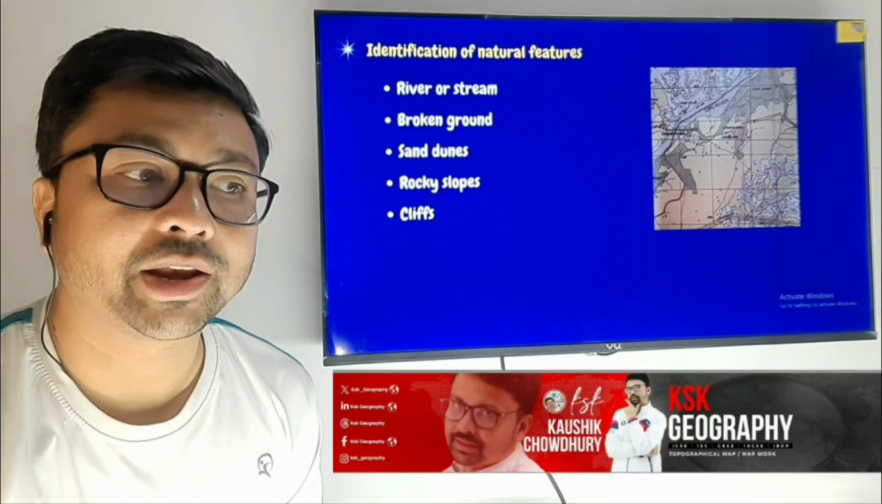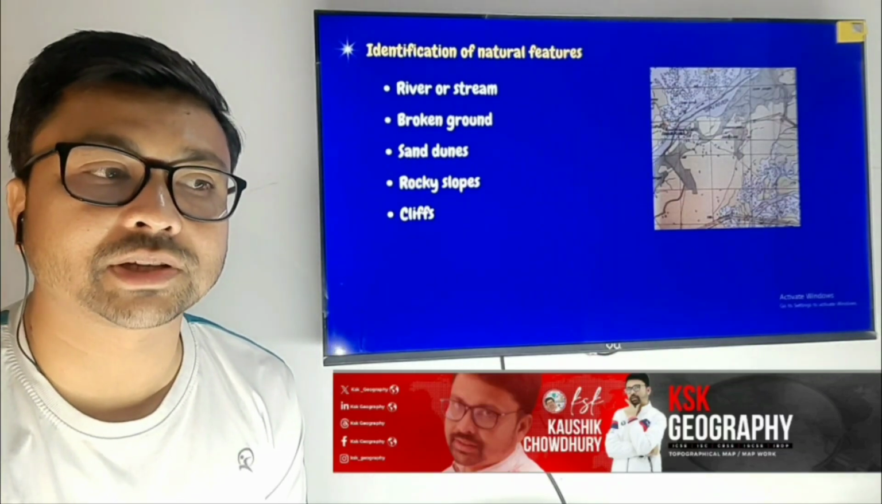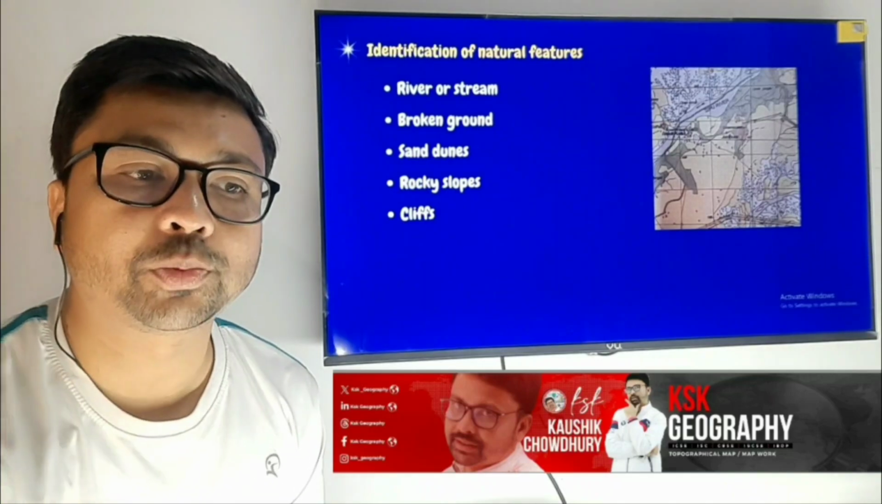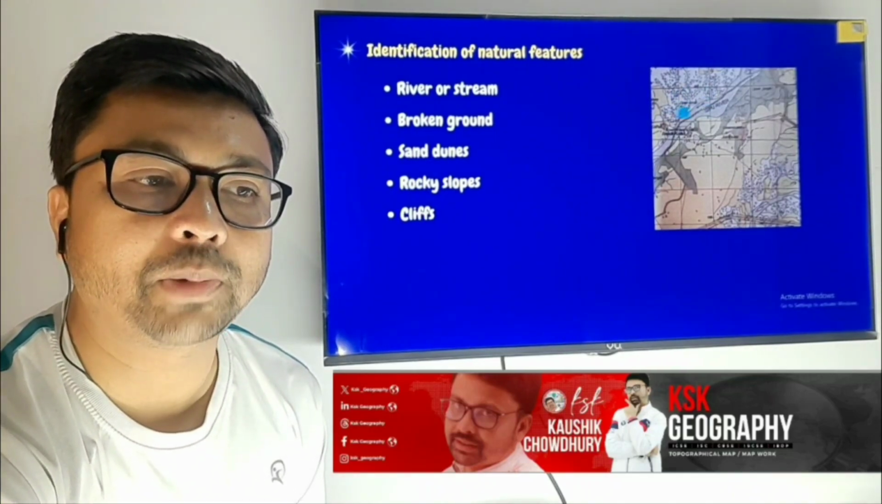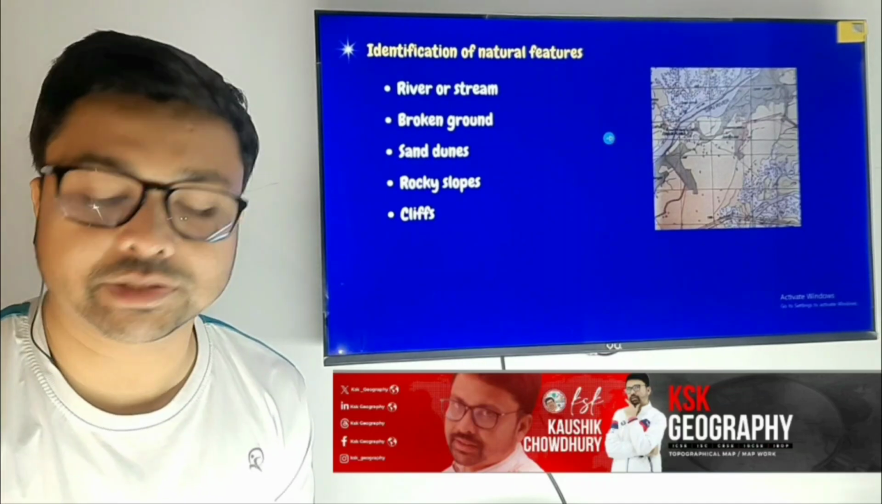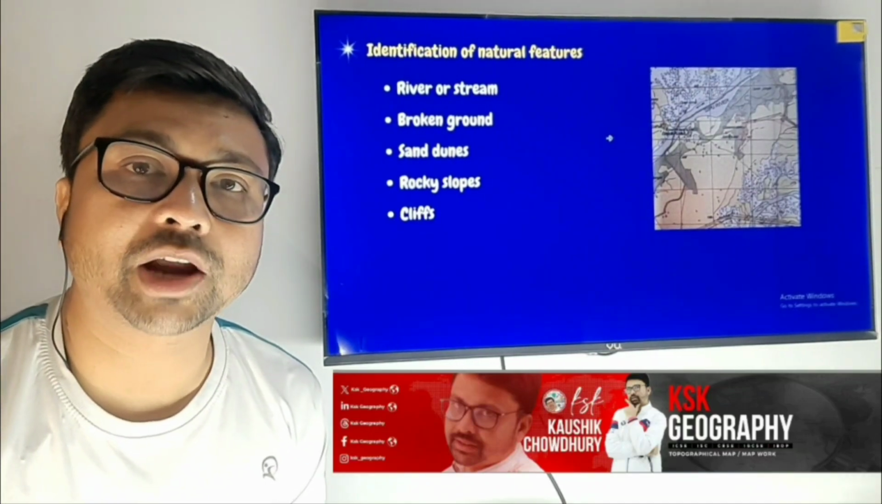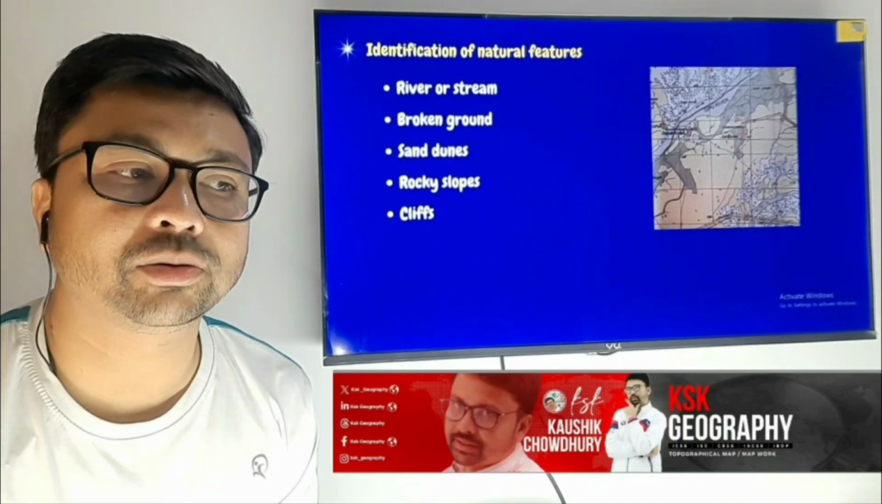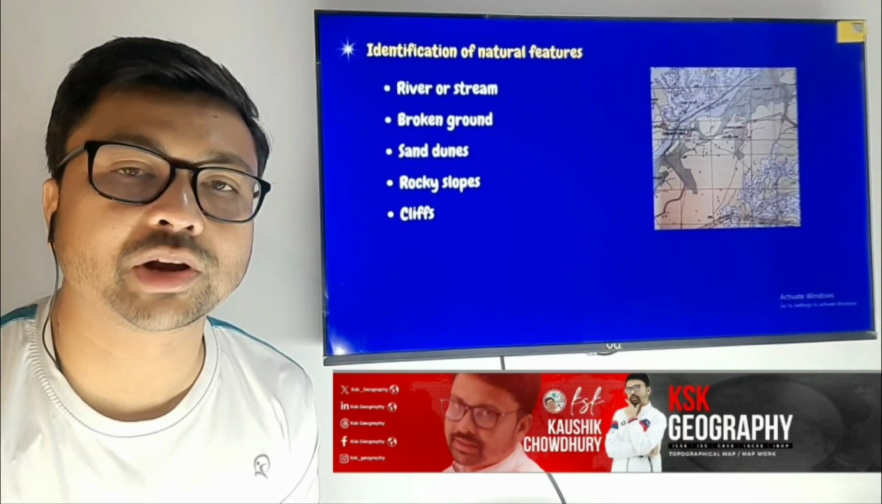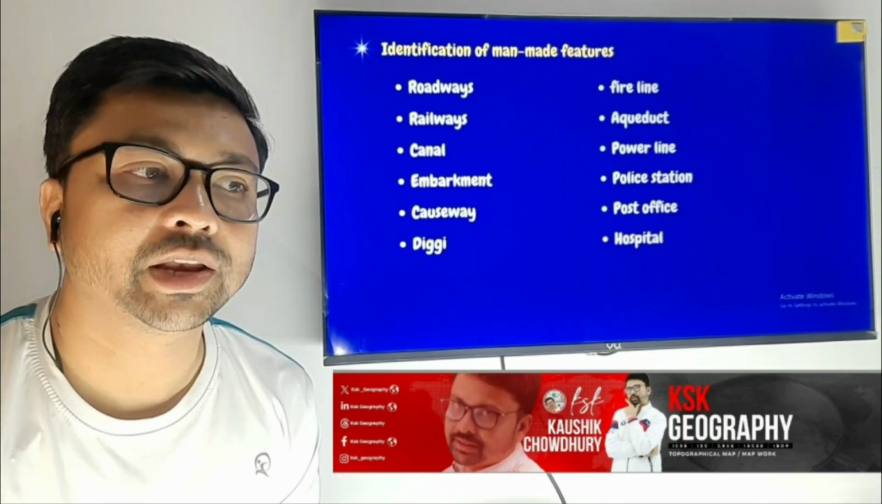Next, you need to know about the natural features. What are the natural features? Rivers or streams are natural features. Broken ground symbols, here you can see the black color along with the river line, those are the broken ground. And the sand dunes will be marked with brown dots. Then rocky slopes and cliffs, those are the landforms you will get, those are the natural features, right?